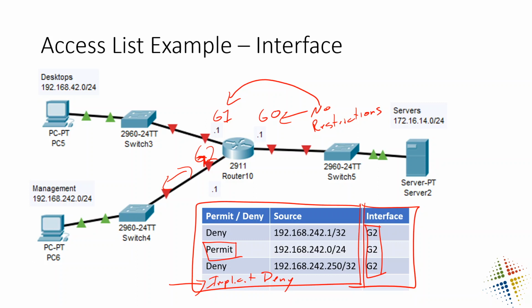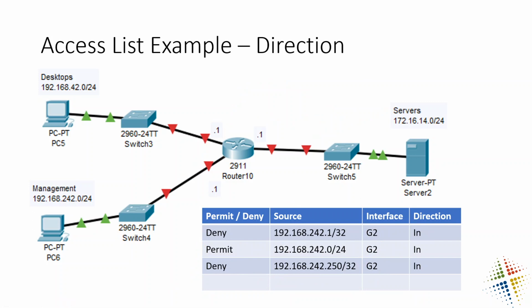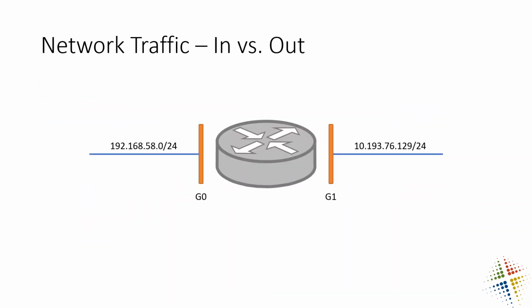All right, so we can also get a little bit more specific. We started off by just talking about the source of the traffic. We can also get more specific by talking about the direction of the traffic. In this case, the direction is either in or out. And first off, what exactly is in or out? How do we define in traffic or out traffic? We kind of have to think of things from the network device's point of view, or this router's point of view. Let's look at a little bit more simplified network.